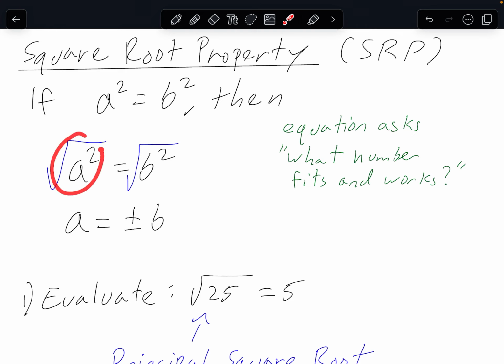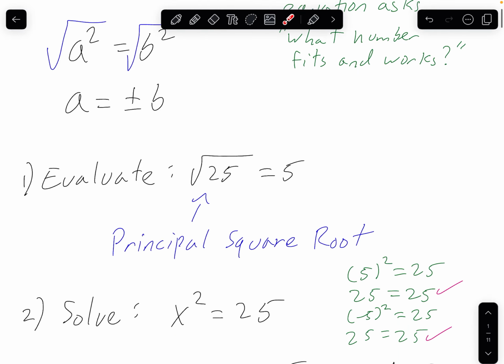So when we use the square root property, when we take the square root of both sides, that means we're taking the square root of a squared, and that's a. We're taking the square root of b squared, and this is where something can get a little tricky, but the answer here is going to be plus or minus b. Let's figure out why.